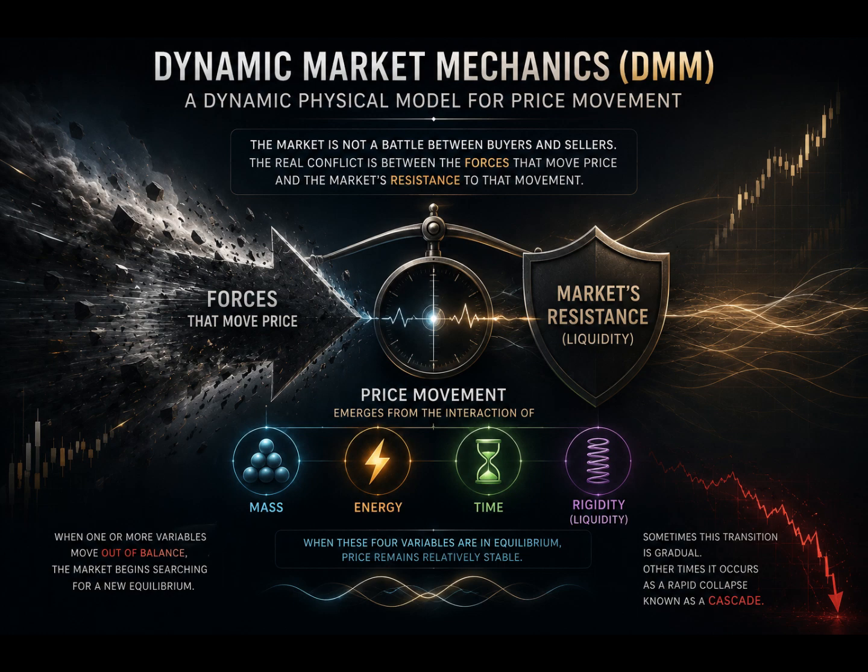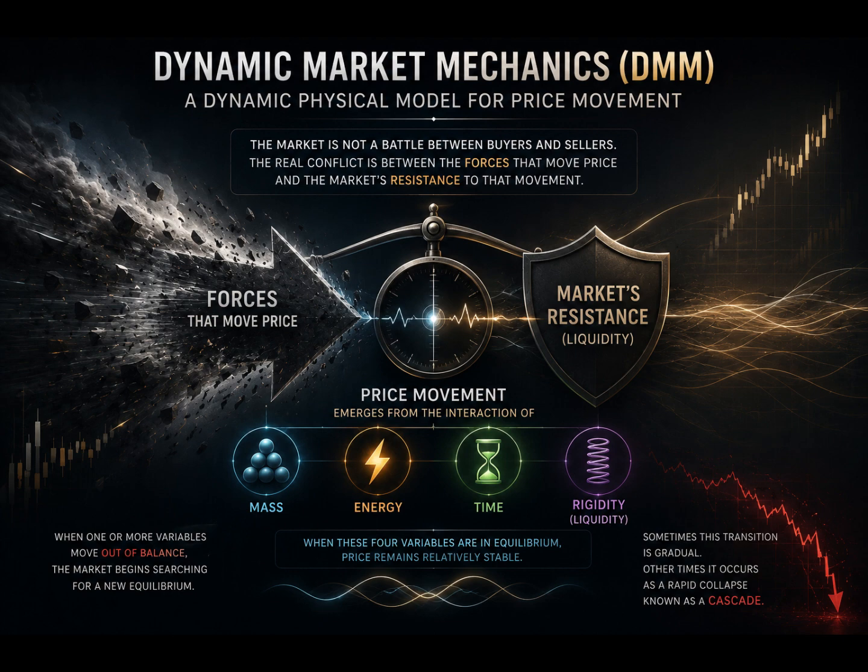Dynamic Market Mechanics, DMM, a dynamic physical model for price movement. Core concept: the market is not a battle between buyers and sellers. Every transaction has both a buyer and a seller. The real conflict is between the forces attempting to move price and the market's resistance to that movement. Therefore, price movement emerges from the interaction of four fundamental variables: energy, mass, time, and rigidity, which is liquidity.